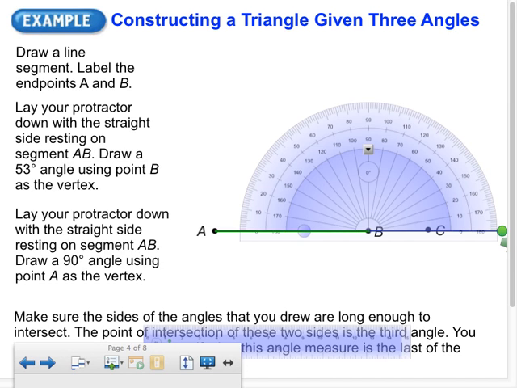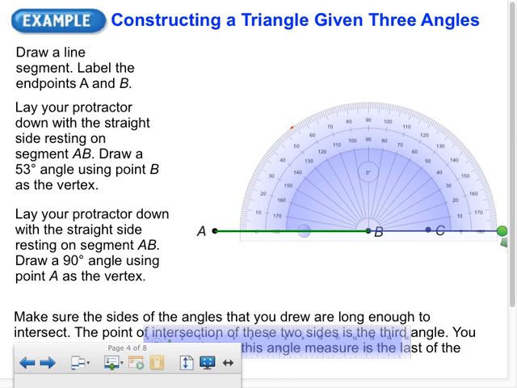So you can have acute angles that go to the left or the right. That's why you see the same angle on both sides. Does that make sense? Okay, so we're trying to measure out an angle that's 53 degrees. 53 degrees, here's 50. 1, 2, 3. That's about 53 degrees.